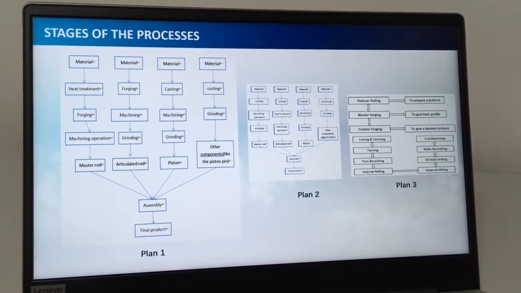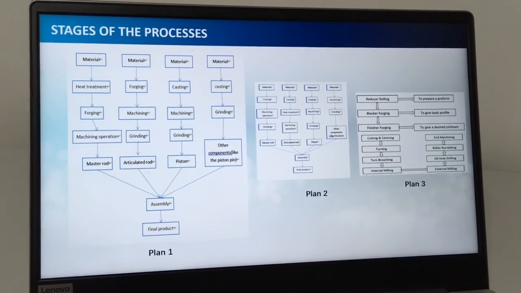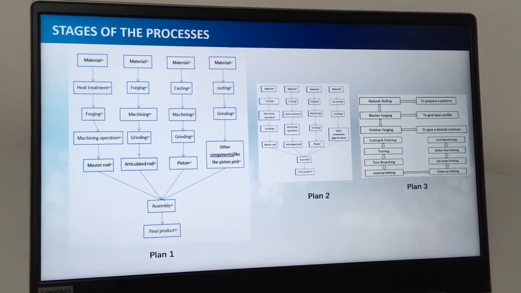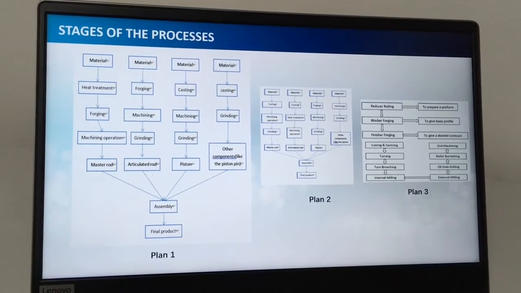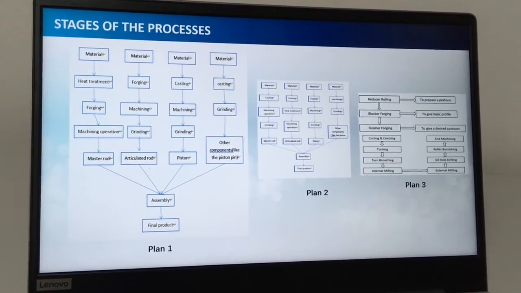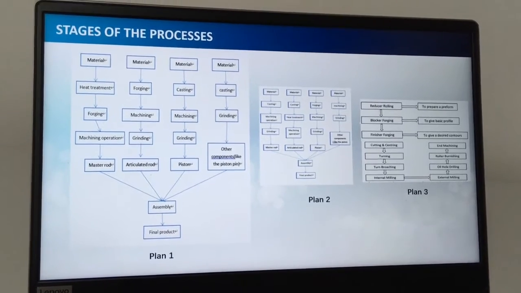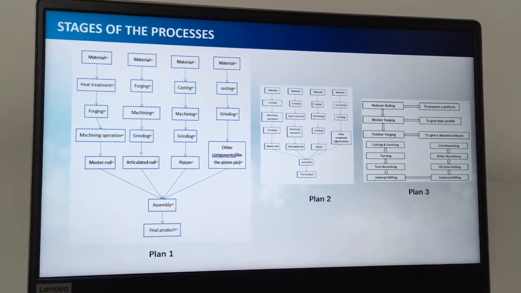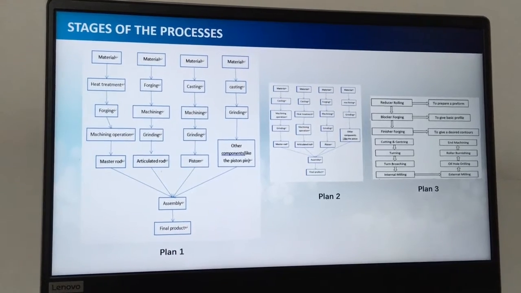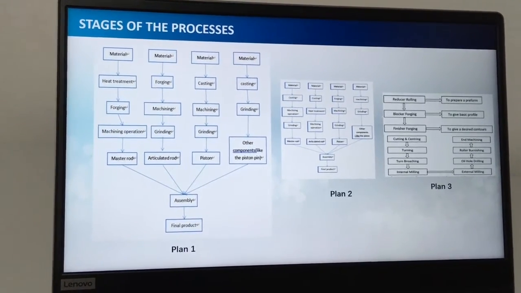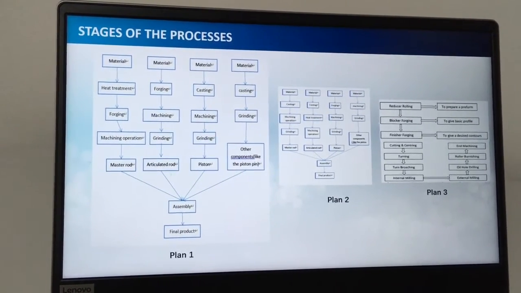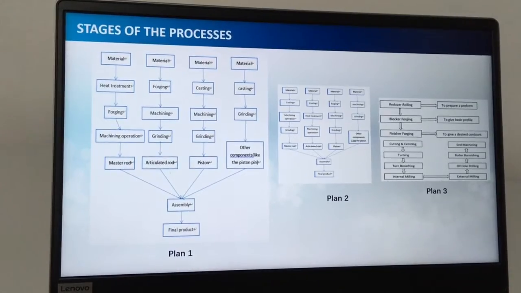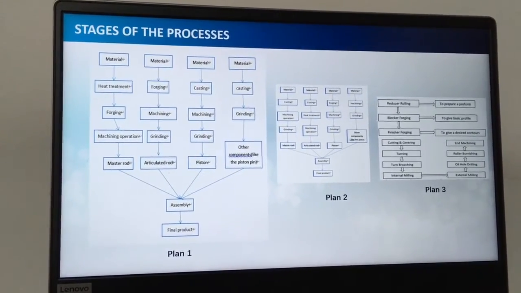The next part is the articulated rod. Its manufacturing process is the same as the master rod, except for the added process of heat treatment, which is to increase the mechanical properties. The process of the piston is totally the same as the master rod. Other parts like the piston pin, because its value is small, we can directly use the machine to produce. After machining, sometimes we need grinding. That's all.